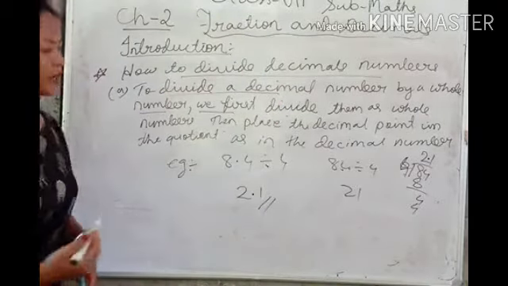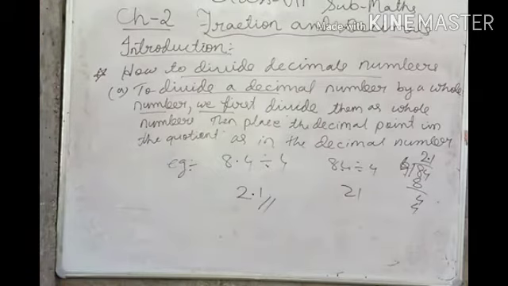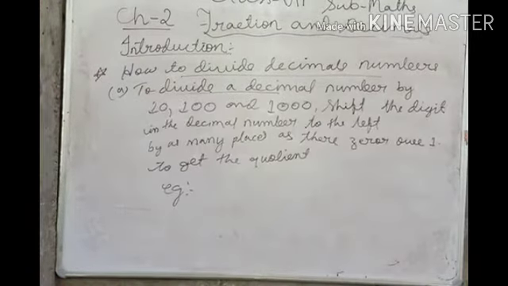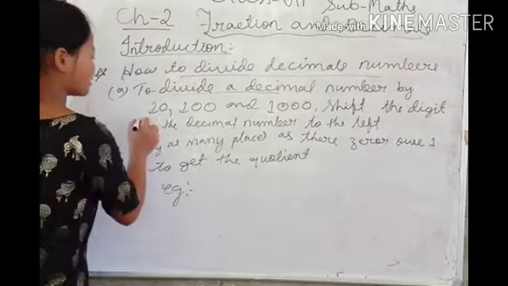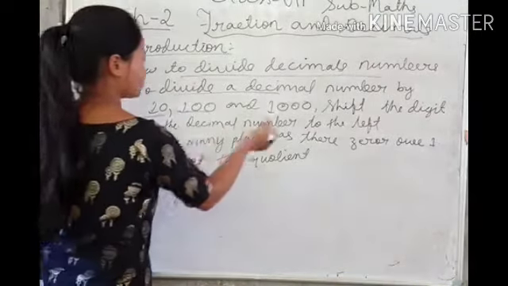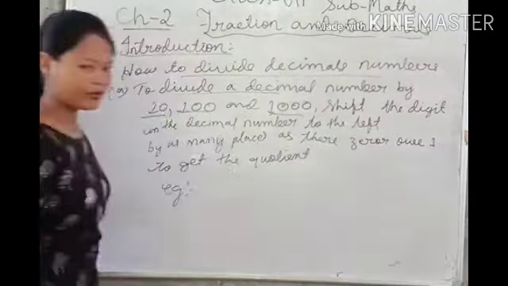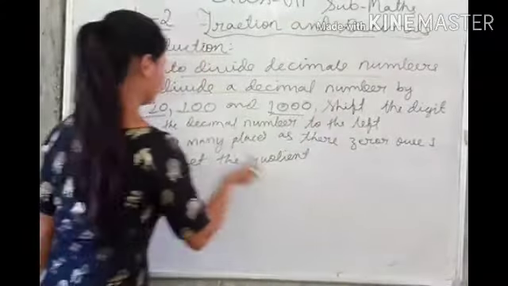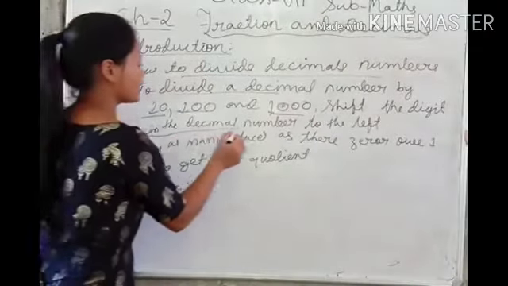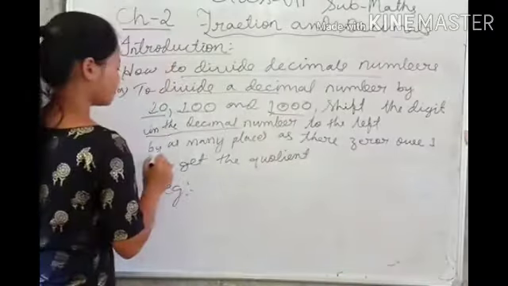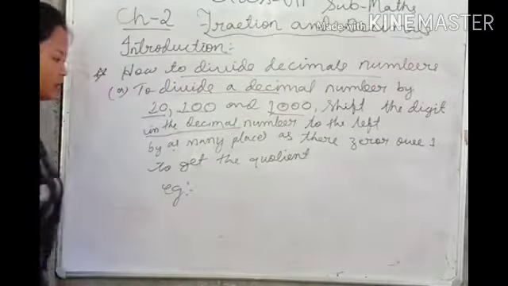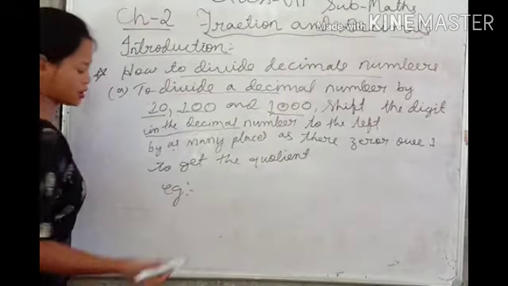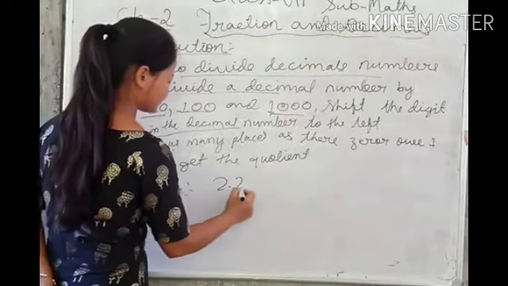So now next, here is how to divide a decimal number by 10, 100, 1000. Now how will you divide? Shift the digits in the decimal number to the left by as many places as there are zeros over 1 to get the quotient. Now I will give an example.